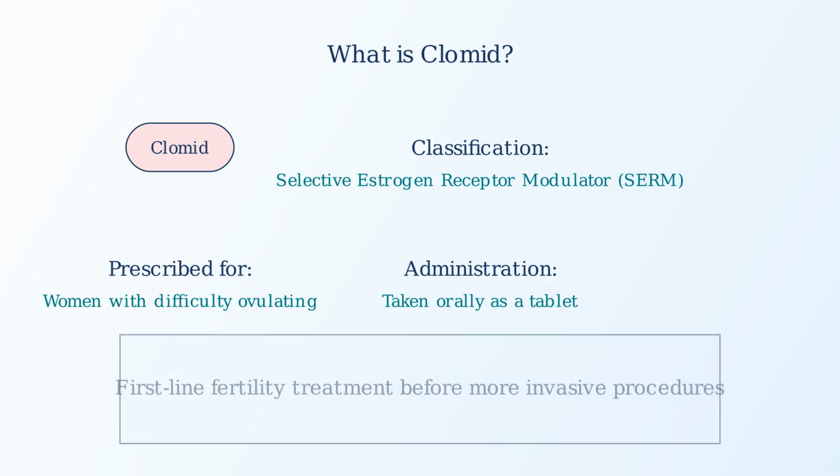Due to its effectiveness, safety profile, and convenience, Clomid is typically the first treatment option doctors recommend before considering more invasive or expensive fertility procedures. Now that we understand what Clomid is, let's continue our exploration of this important fertility medication.